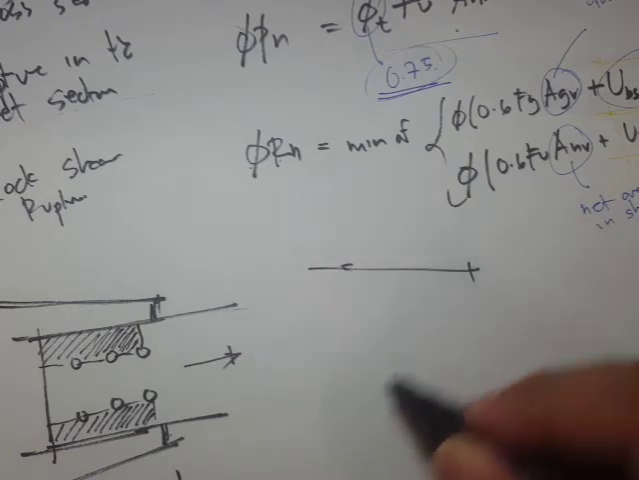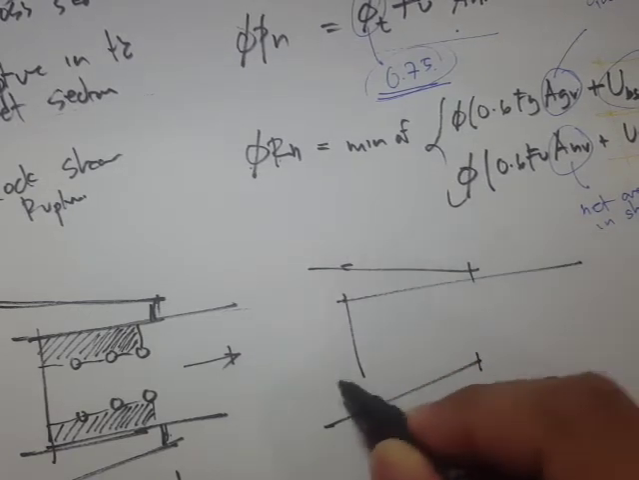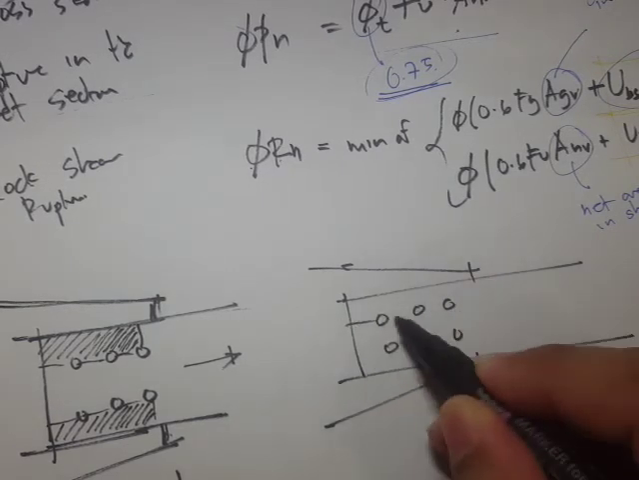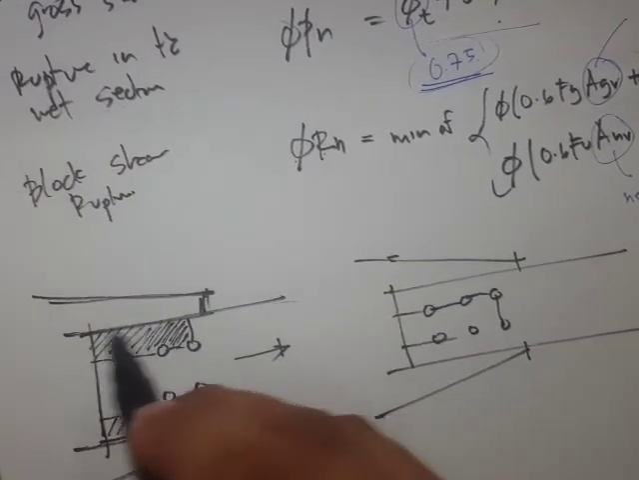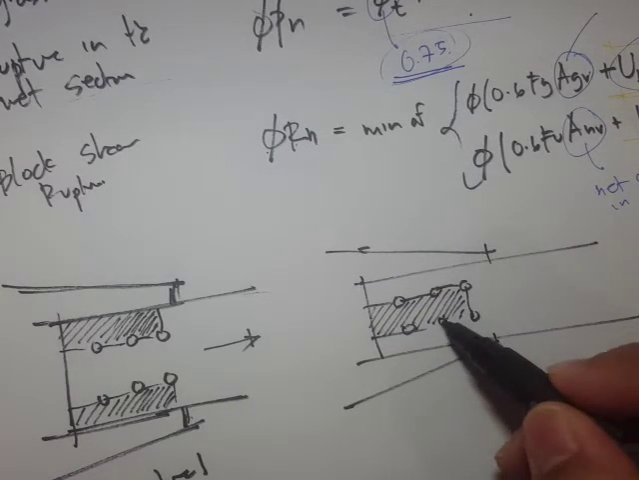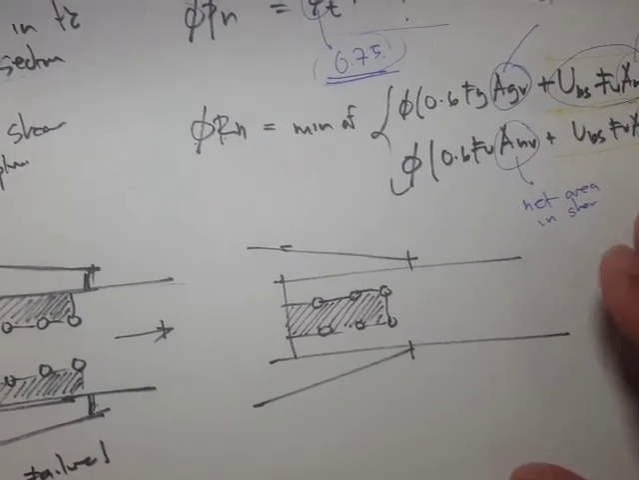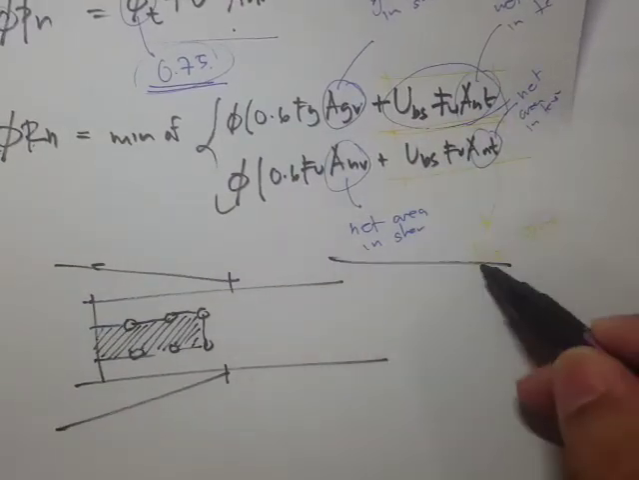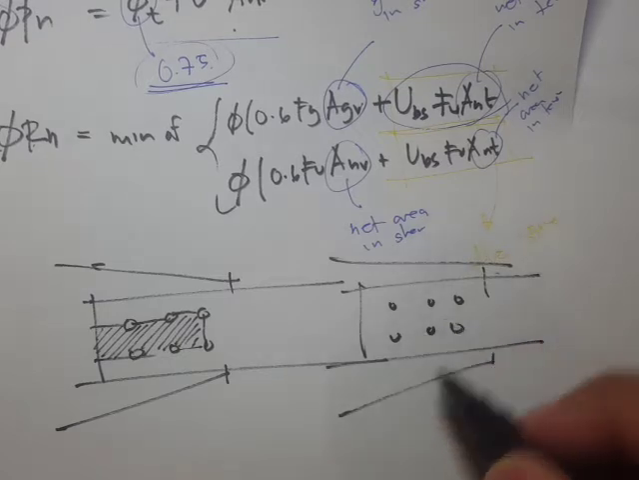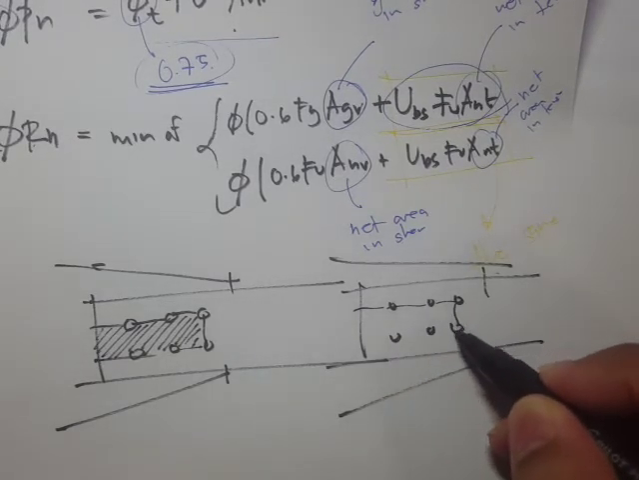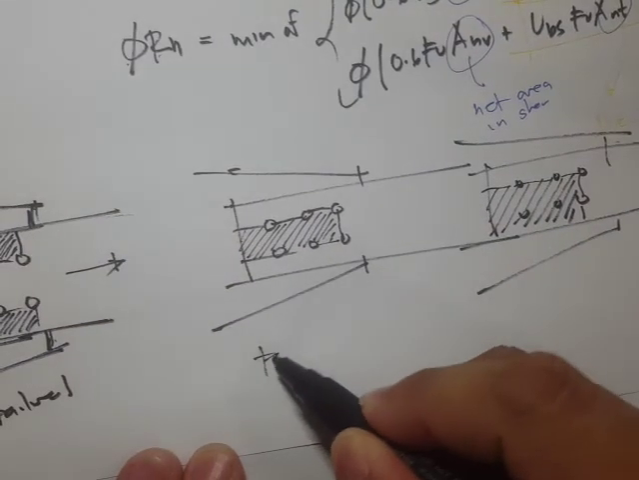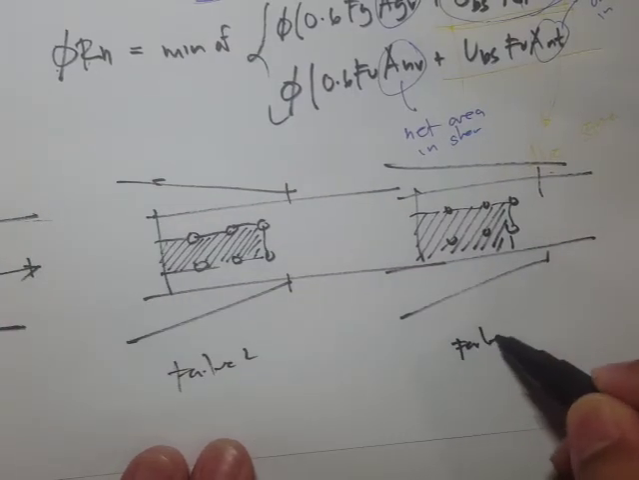It's also possible to have a failure where, instead of the outer part or outer chunk being ripped off, what's being ripped off is this center part. And probably it's also possible to have this failure. So let's say this is failure 2, this is failure 3.